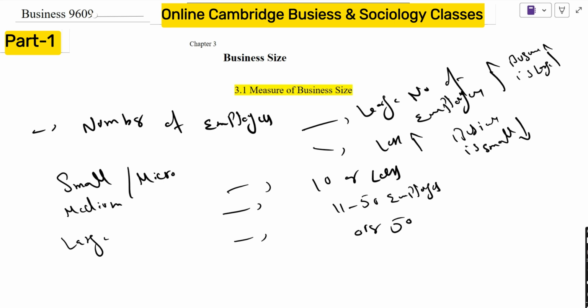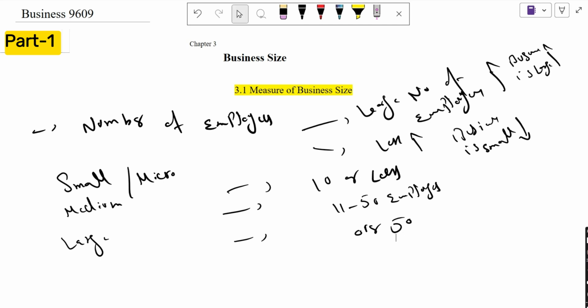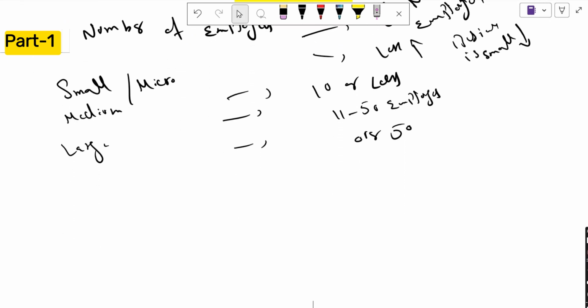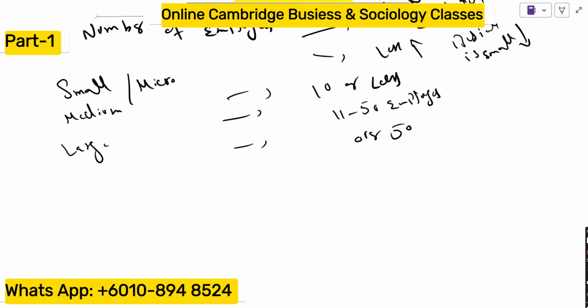If you have a greater number of employees, that means you have a large organization, or if you have fewer employees, that means you have a small business in terms of number of employees. There are certain other things that we can add.